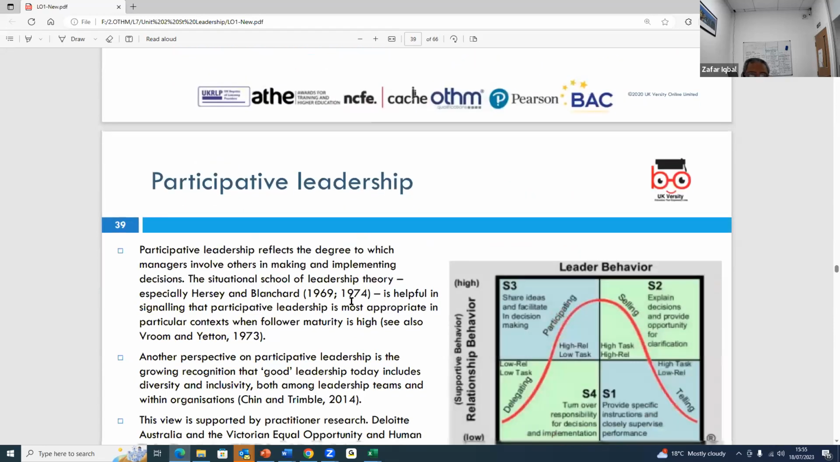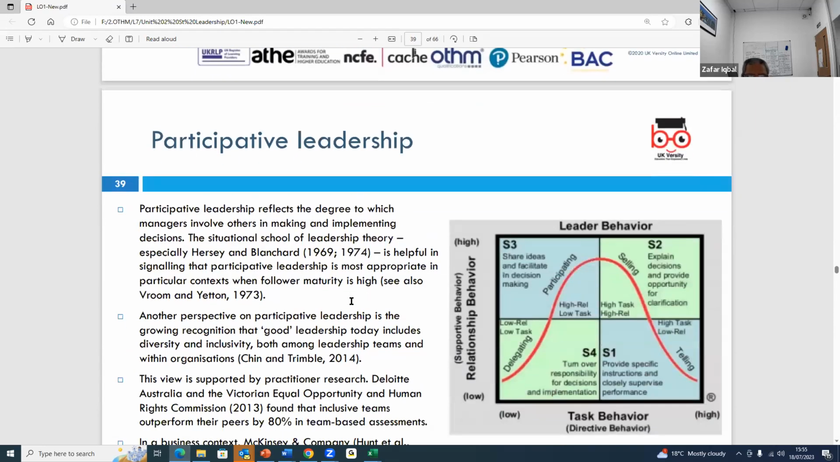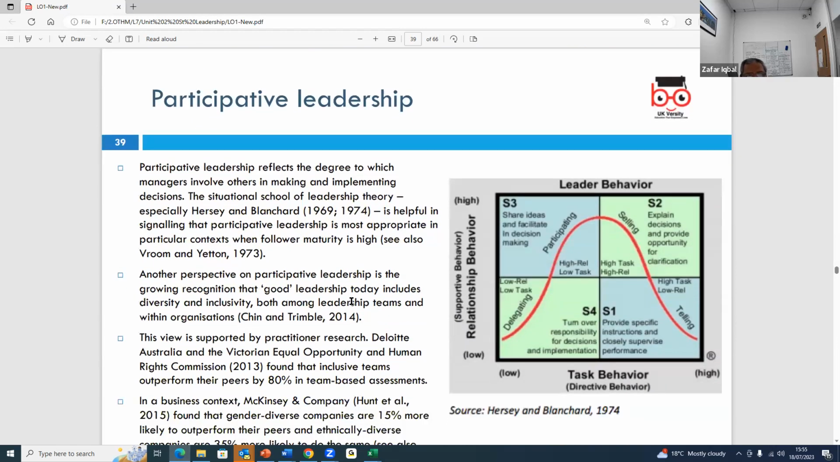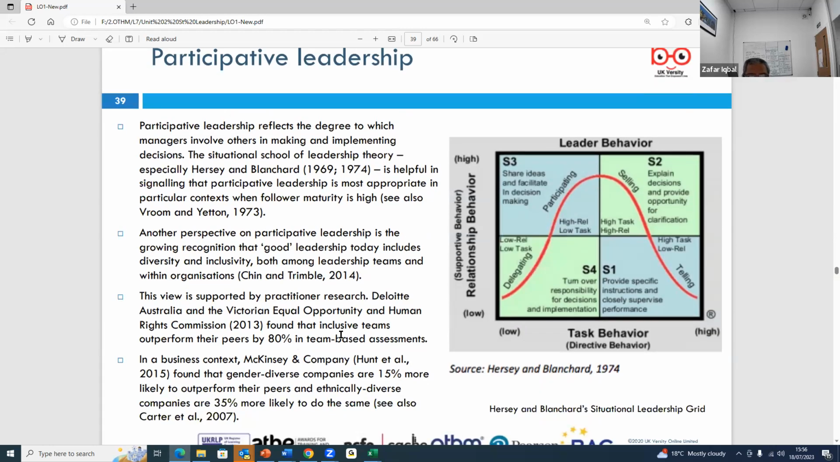Okay. Now, if you compare that to participative leadership, participative leadership is where managers involve other employees, for example, in decision making and implementing those decisions. But these are like a consultative style. You consult with others, and you take help from others. You ask their contribution. You ask other people to recognize diversity, inclusivity.